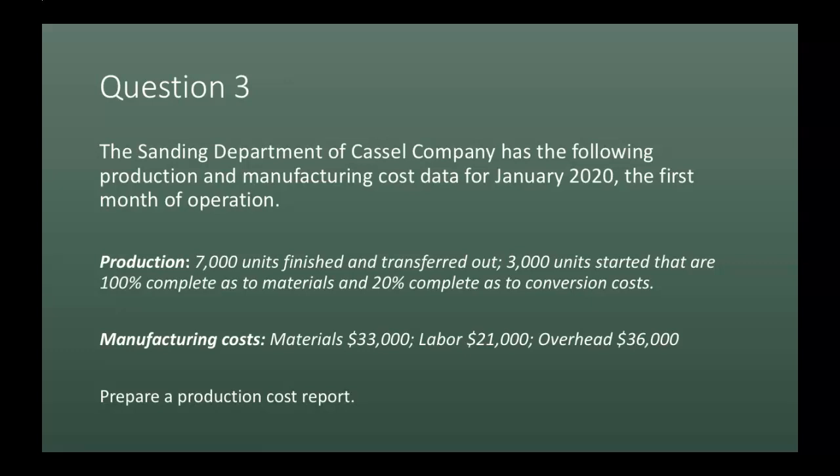Before we move on to that, let's go back to where it says conversion costs. What are conversion costs? Well, these are your labor and your overhead costs. They're the cost associated with converting raw materials into a finished product. So when you see conversion costs, think of it as combining labor and overhead.